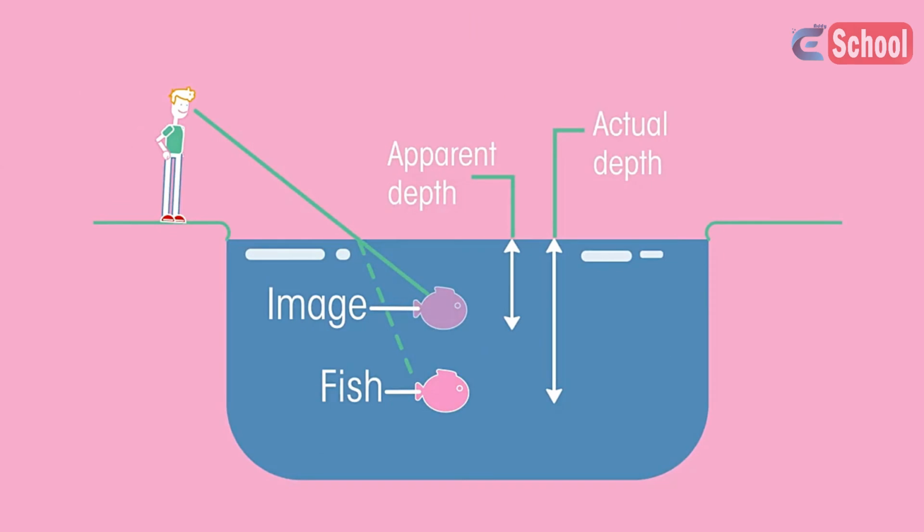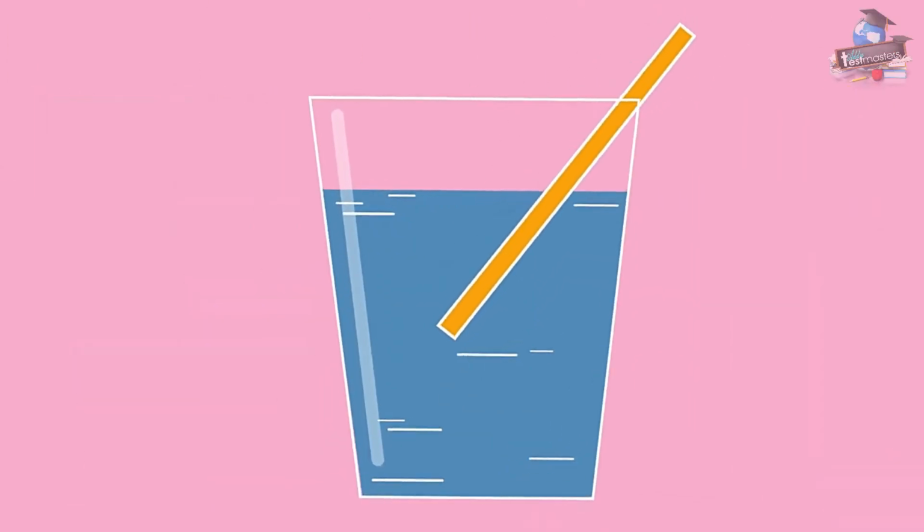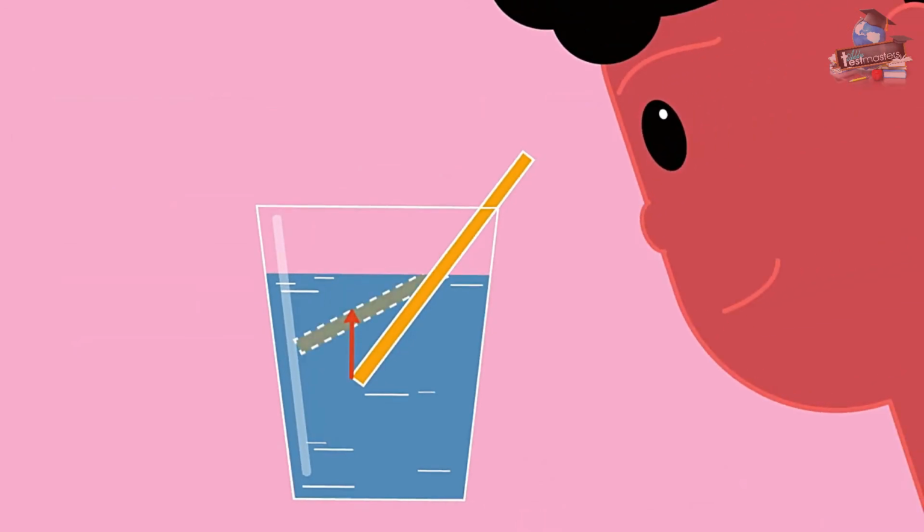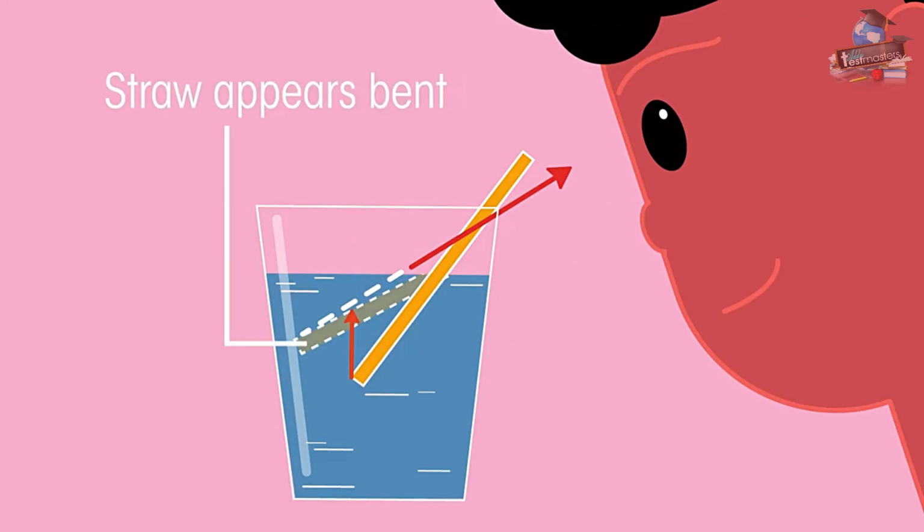Because of refraction, water looks shallower than it really is. And a straw in a glass of water looks like it bends at the surface. The light ray refracts as it leaves the water, making the straw appear bent.